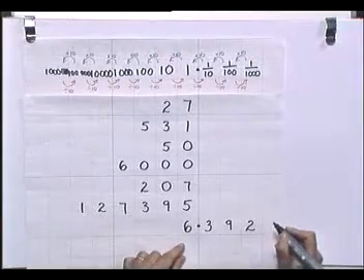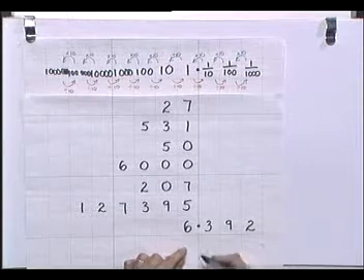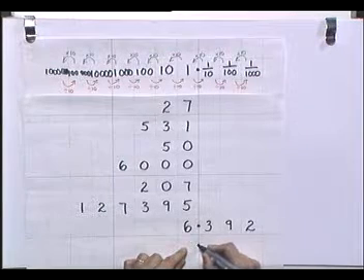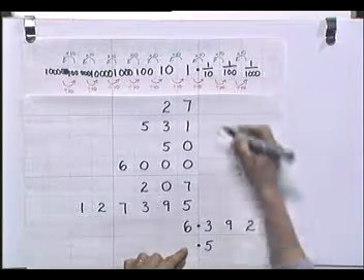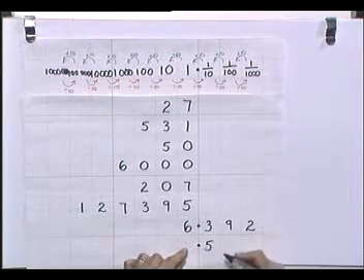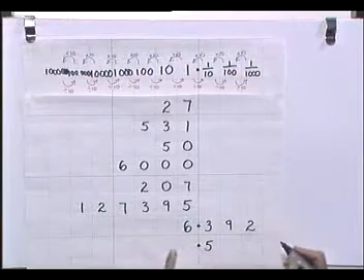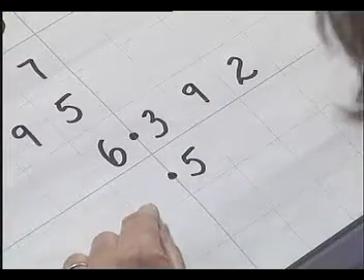Let's have a look at 2 more on our chart. What about 0.5? Now 0.5, we can put the point in and put our 5 in. It's 5 tenths, a half. Now, 0.5 is acceptable.